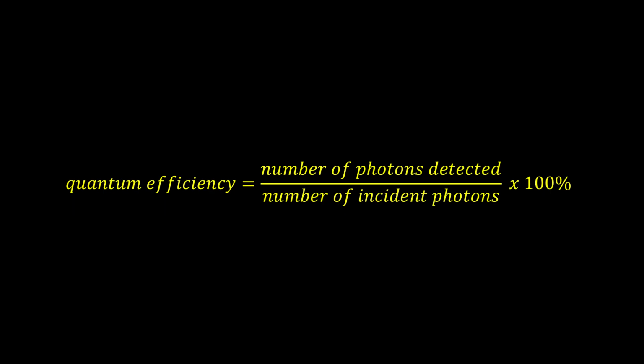This is due to something called quantum efficiency, which compares the amount of photons detected by an instrument with the actual number of photons that are incident or incoming. The human eye has a quantum efficiency of 1%. That means that 99% of light that hits our eye is not detected.